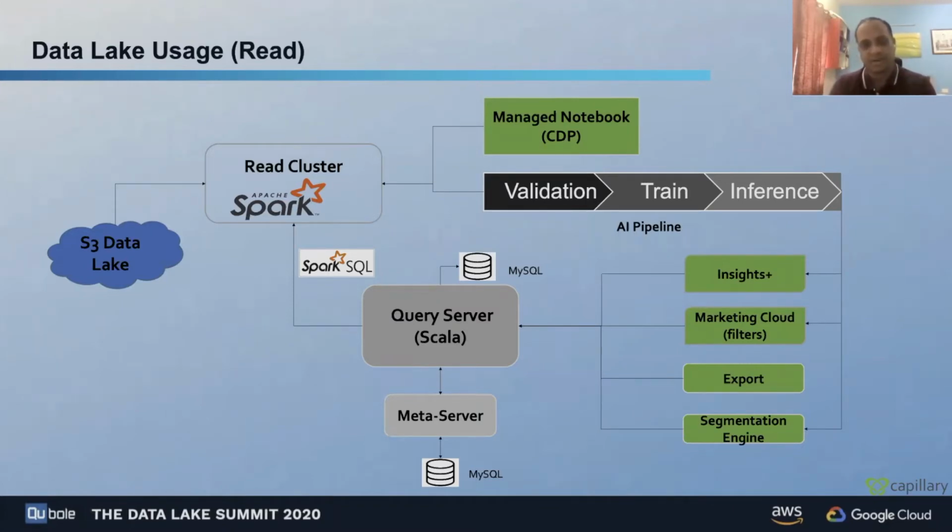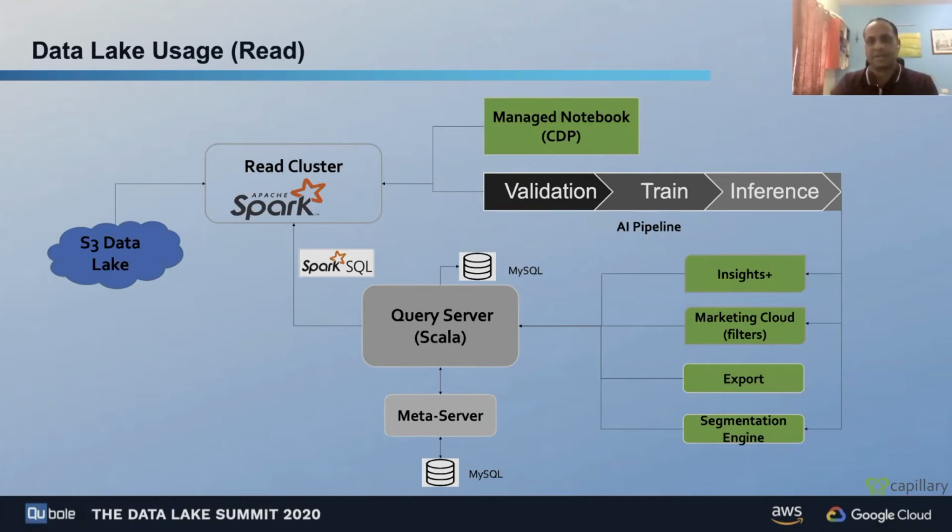Now, there are three parts to it: the workflow manager, as I mentioned, during the data pipeline; the query server during the serving layer; and the meta server, which basically hosts all the tenant-specific metadata. Apart from all these four products that I mentioned, there are also products which directly interact with the data lake, not through the query engine, which is the managed notebook solution, which extends the capabilities of our data lake and extends it to our customers.